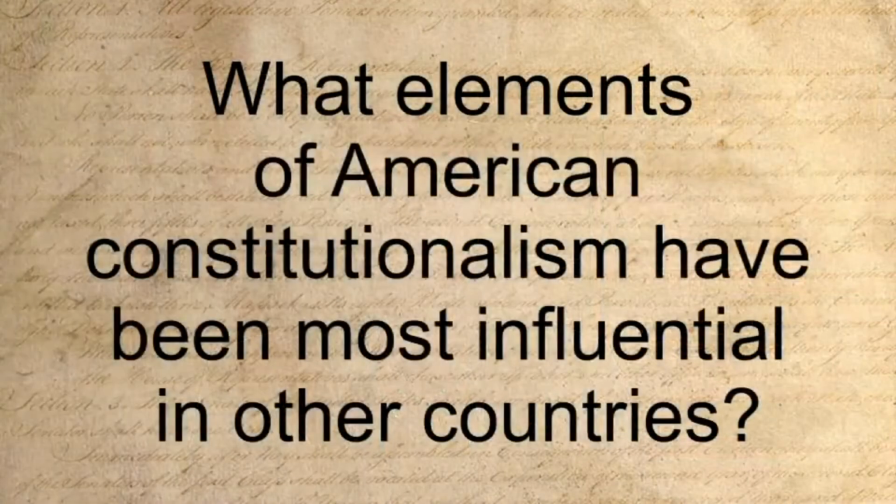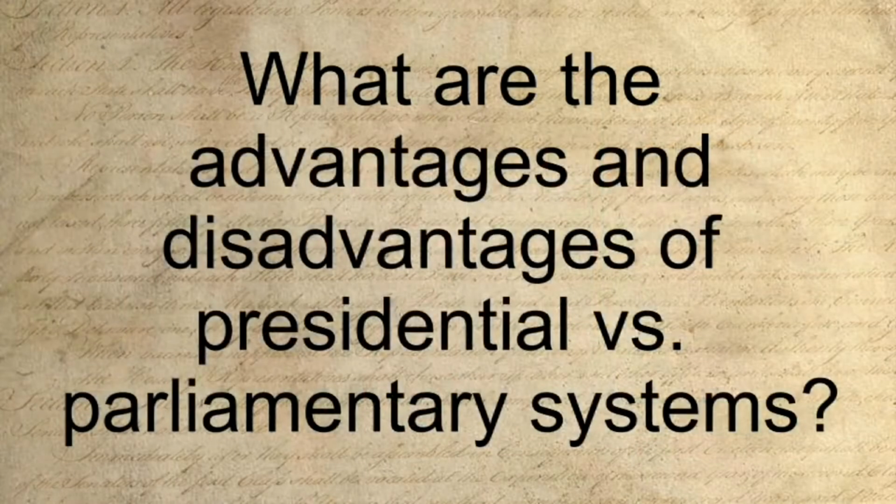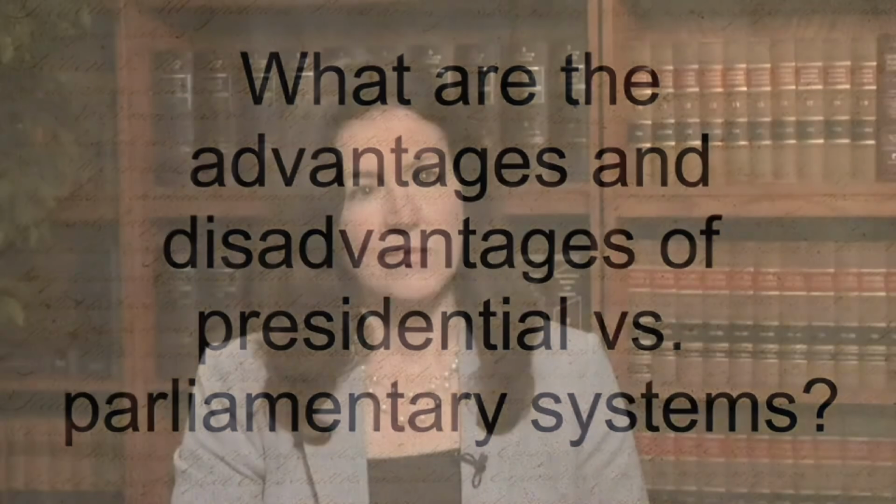What elements of American constitutionalism, in your opinion, have been most influential in other countries? I think the most influential part of our Constitution is the Bill of Rights. And many countries, both developed and developing, have looked to the Bill of Rights for their own list of obligations as well as entitlements. What are the advantages and disadvantages of presidential systems in comparison with parliamentary systems? And which are most prevalent today in advanced and emerging democracies?